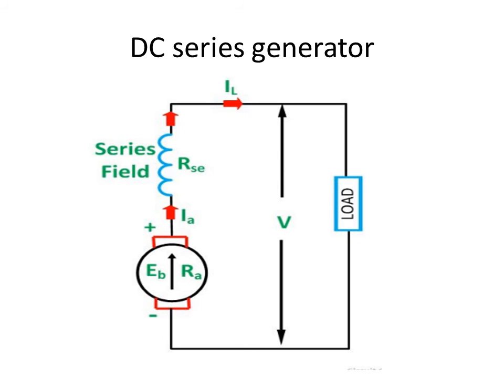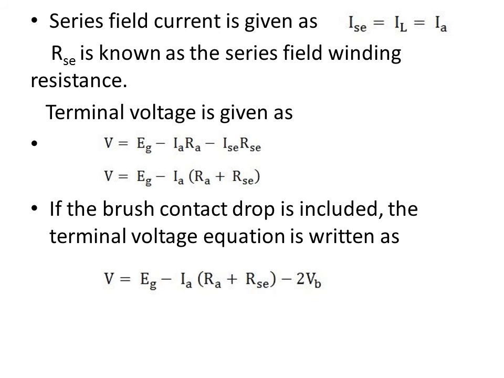So what is a DC series generator? Here the field coil is connected in series with the armature conductor. So IA and ISE are both the same: whatever current flows through the armature conductor is the same current flowing through the series field winding, and it is also equal to IL, the current flowing through the load. V is the voltage available across the load. So the equation is ISC is equal to IL is equal to IA.